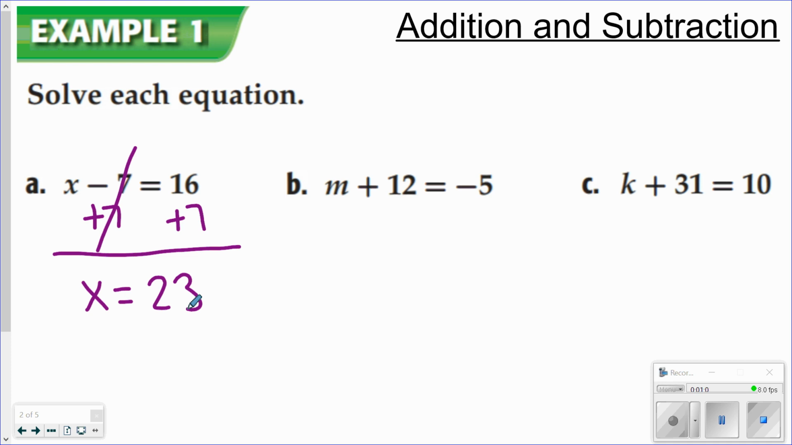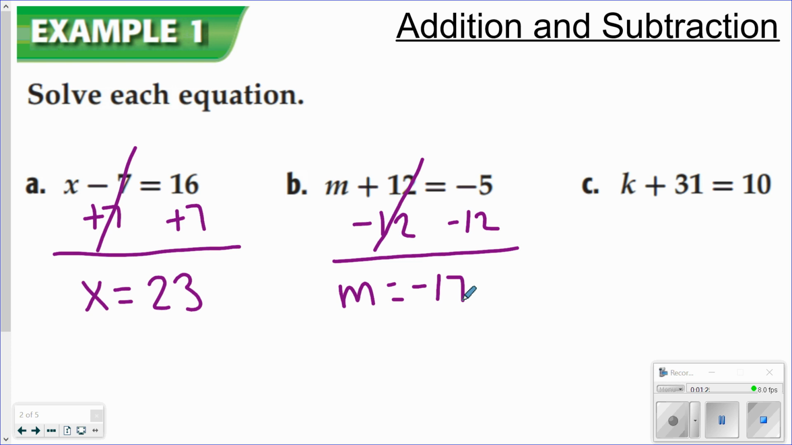B, I have m plus 12 is equal to negative 5. I want to get m by itself. So how do I get rid of an addition of 12? I have to subtract 12 from each side. Those 12's then cancel out. So m is equal to negative 5 minus 12, which is negative 17. Once again, if you plug that back in, you can see that you get the correct answer.